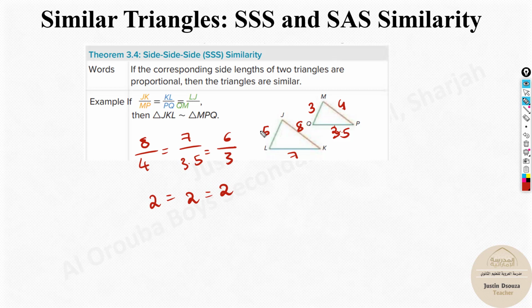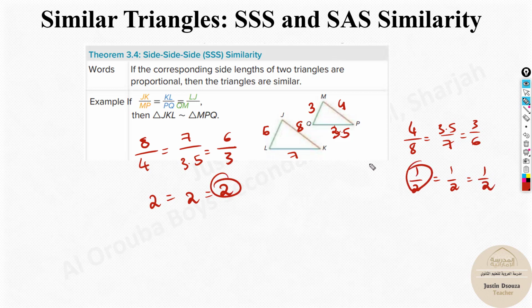Now, what about the other way around? I can take the smaller side, 4 by 8. This must be equal to 3.5 by 7 and must be equal to 3 by 6. Let's solve them. It will be 1 by 2, that's half. Here it's half and here it's half. It doesn't require this value to be half or 2. No, this is not required. Only the proportionality is required. That means all these values must be equal. That's how we do it.